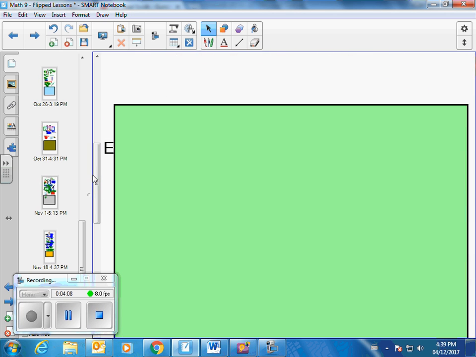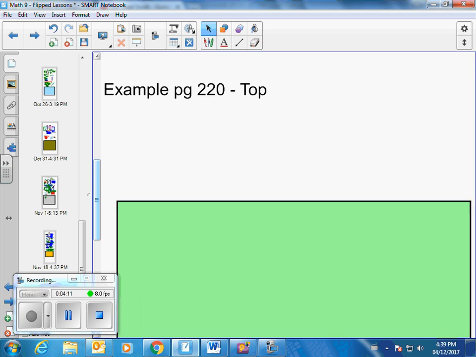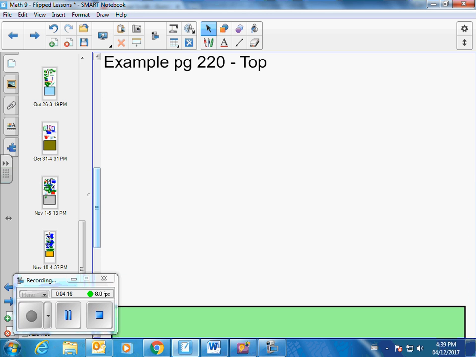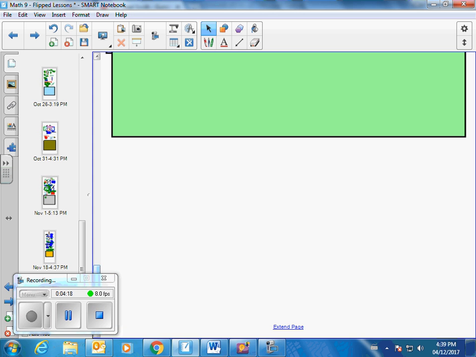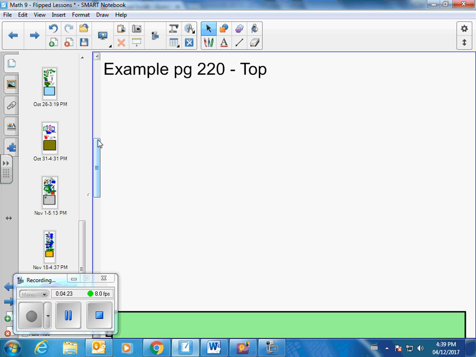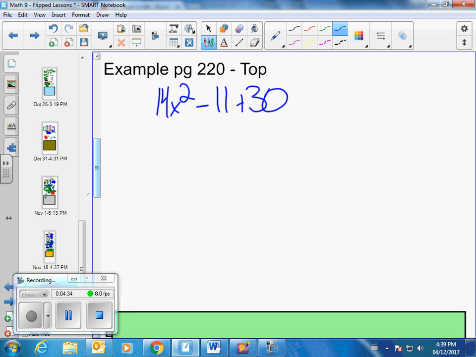So flip the page over, and I have an example on the top of page 220. Okay. So let me extend this so that my page isn't bumping all the time. So page 220, the example they give us is a relatively long one. I have 14x squared minus 11 plus 30x plus 3 plus 15x minus 25x squared.